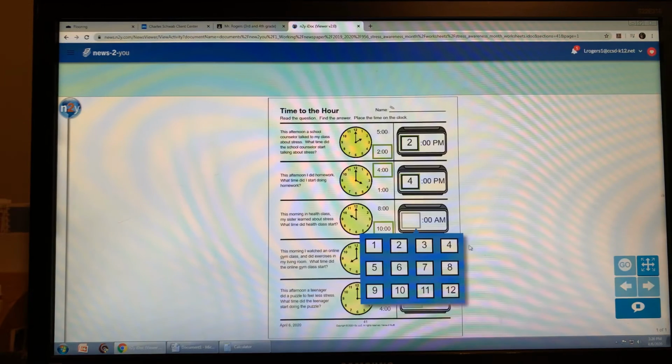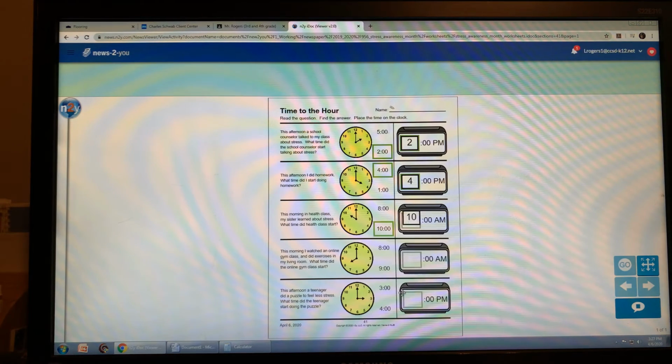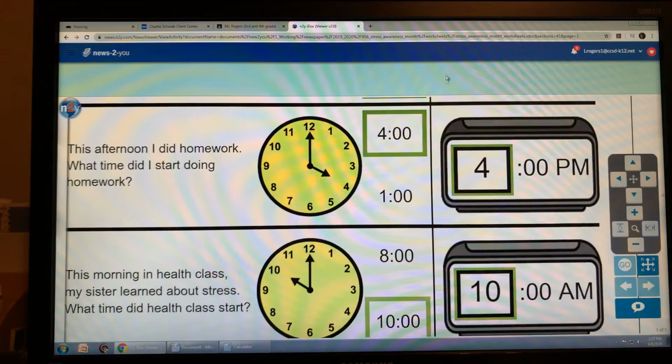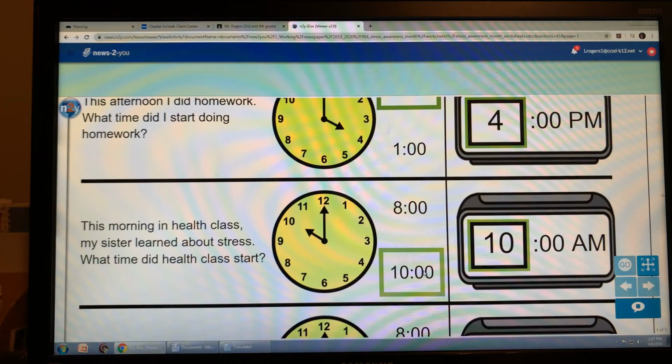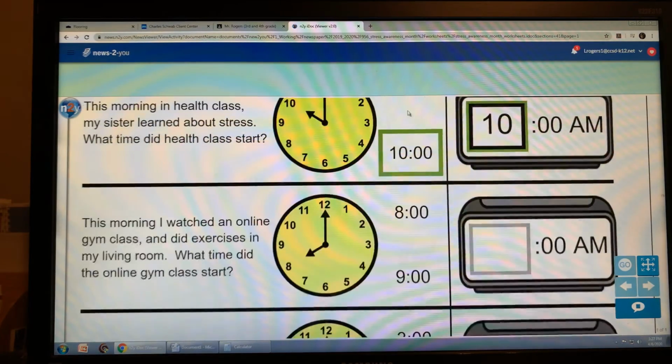Let's zoom out. 1, 2, 3, 4, 5, 6, 7, 8, 9, and here is 10. We're going to click on 10, put it in there. It lit up green. Let's zoom back in and scroll down, and now it matches: 10 o'clock and 10 o'clock a.m. because it's in the morning. All right, let's move on to our next one.